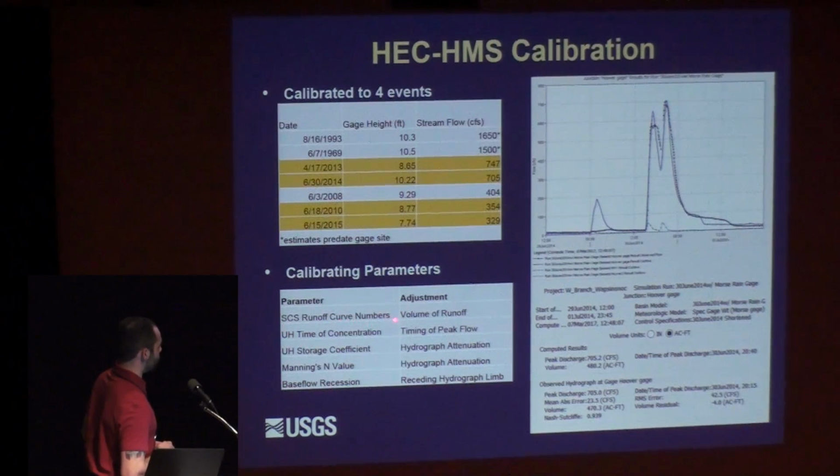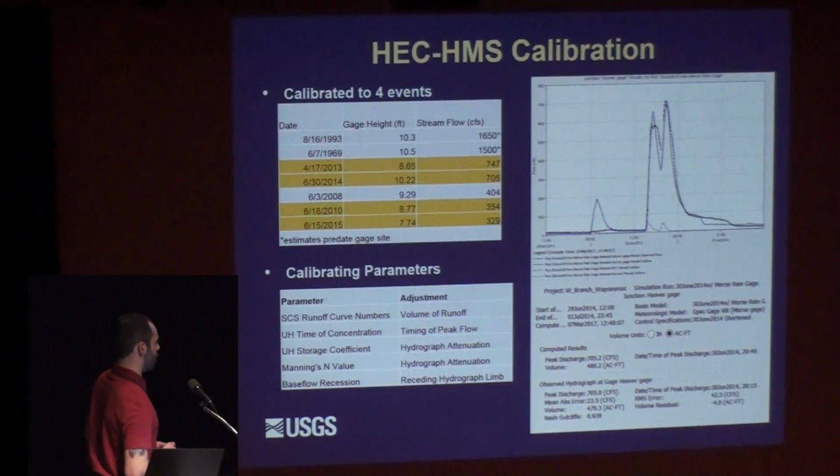So this is kind of in general, what some of the parameters control on the hydrograph. My runoff curve numbers control the amount of volume that's coming off as runoff. The time of concentration deals with the timing of the peaks and how soon they occur. There's also a storage coefficient, which deals with your hydrograph attenuation, how much water is getting held back or expanding out in the floodplain, attenuating your hydrograph.